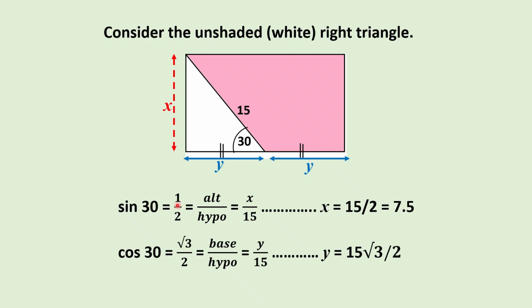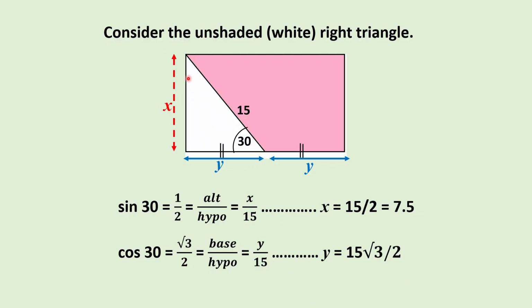Cos 30, which is base by hypotenuse, has the value root 3 by 2. So root 3 by 2 is y by 15, so y we are getting is 15 root 3 by 2. So the value of x is 15 by 2 or 7.5, and the value of y is 15 root 3 by 2.